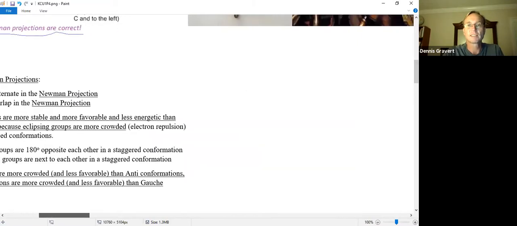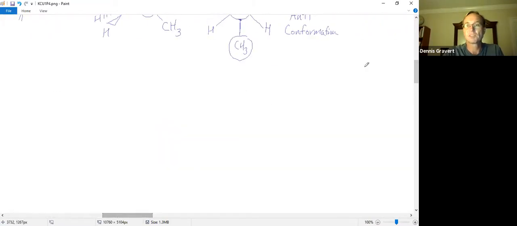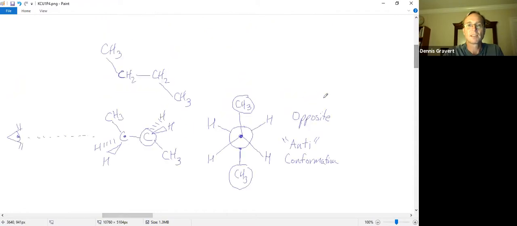They look like the helm of a wheel, the helm of the ship. And you can see that this CH3 group is separated, it's staggered with respect to this hydrogen. There's a distance there, and the hydrogen, another one over here, another one here. They're evenly spread out, they're staggered, they're alternating.